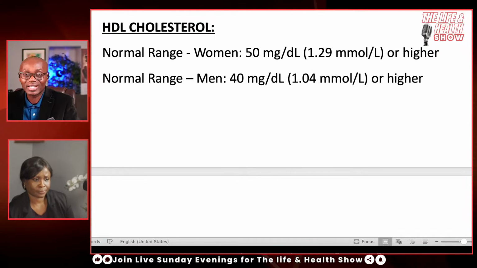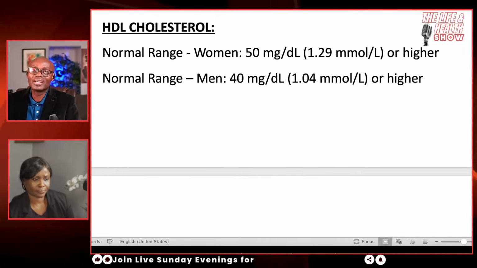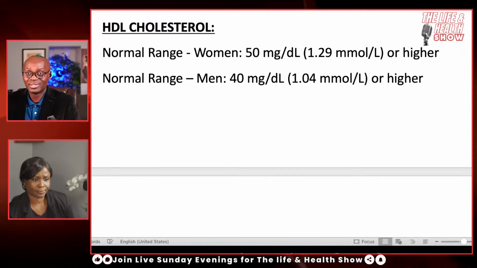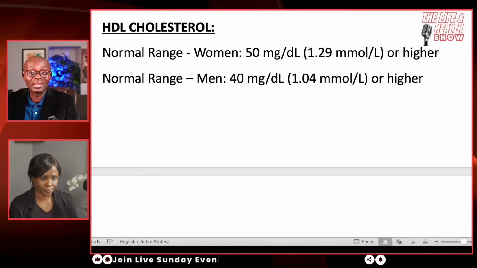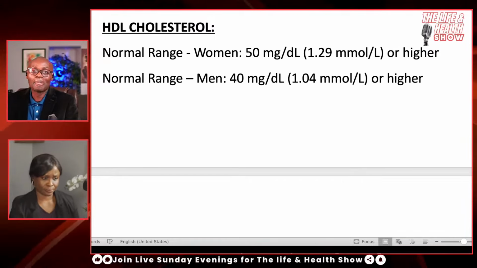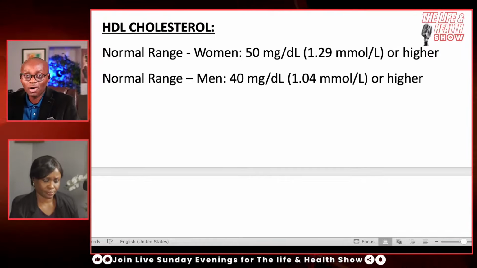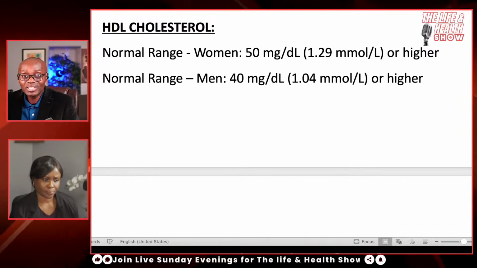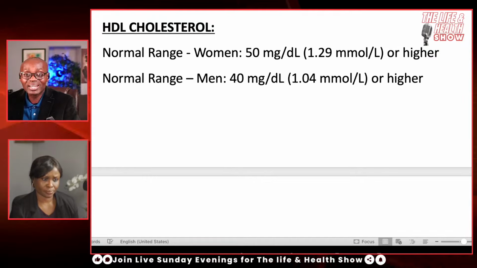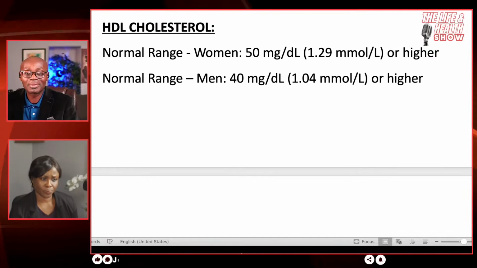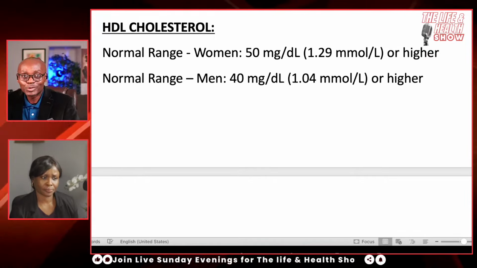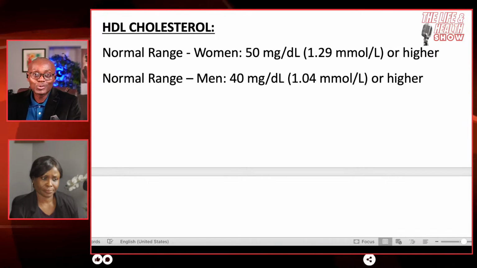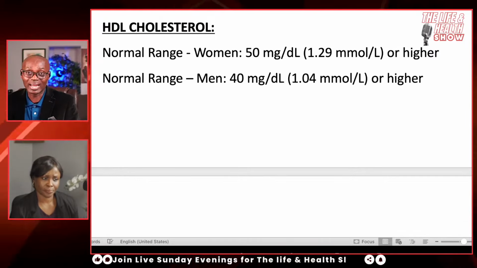The normal range for that is women should be 50 milligrams per dL or higher, or 1.29 millimoles per liter or higher. And then for men, it should be 40 or 1.04 or higher. So these numbers are very small. LDL, we count them in the hundreds and above, but this is more in the tens, right? So it doesn't mean that it can easily be gotten, but a little thing you do can make these numbers change, basically, is where I'm trying to get at.